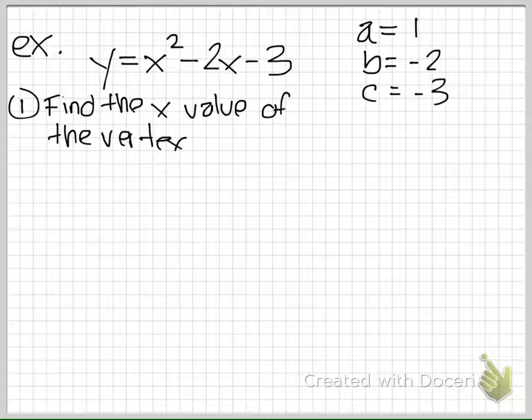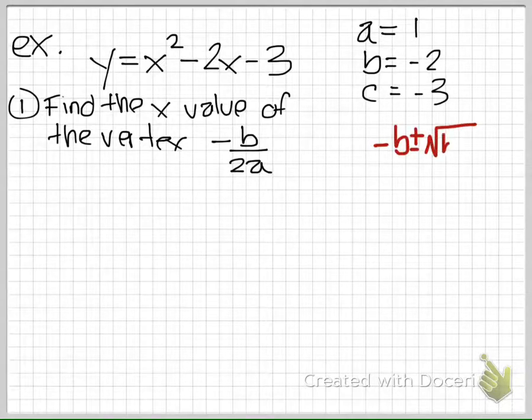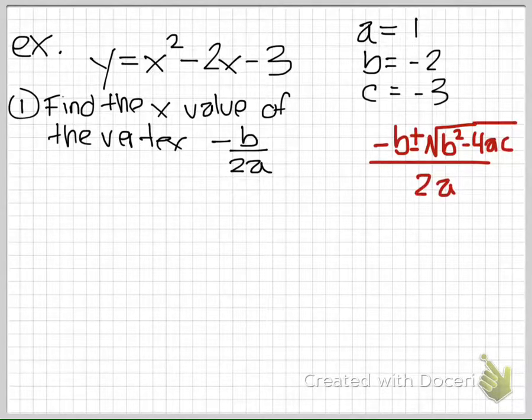That formula is the opposite of b over 2a. That might look familiar to you, and the reason it might look familiar is because of this: the opposite of b plus or minus the square root of b squared minus 4ac all over 2a. I had you guys memorize that for the last benchmark. This piece is just the opposite of b over 2a, just that. That tells us what the x value is of our vertex.